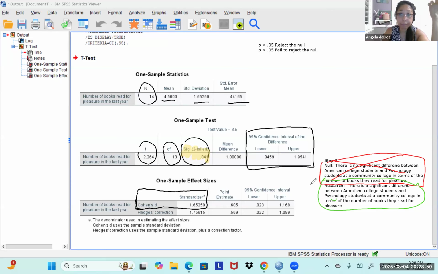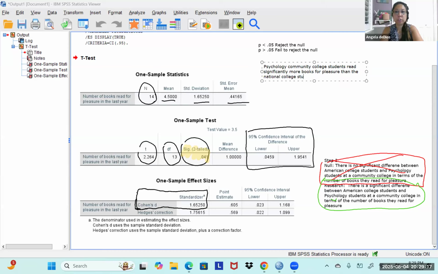So how do I write this up? Well, I start with a statement. I see that psychology community college students read significantly more books for pleasure than the national college student population. I can add in the mean and standard deviation here: mean 4.5, standard deviation 1.65.